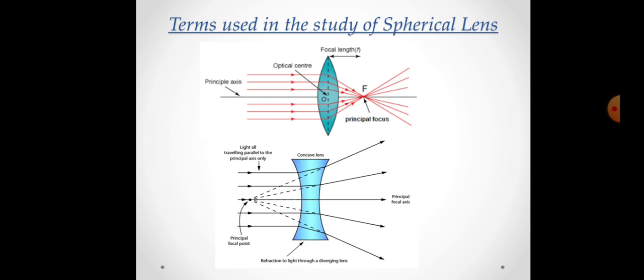In the second diagram, you can see light rays parallel to the principal axis after refraction diverge in different directions. All these light rays that are diverging seem to appear from a point on the principal axis. That point is called your principal focus of concave lens.